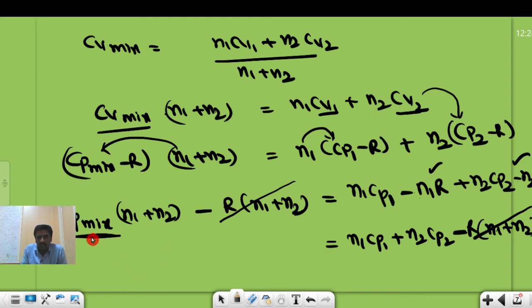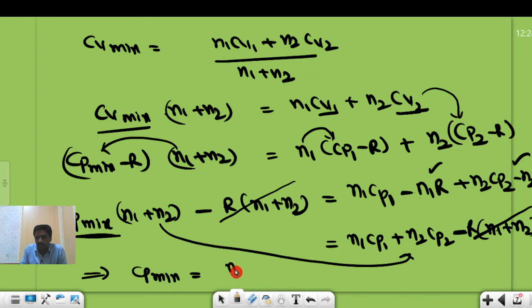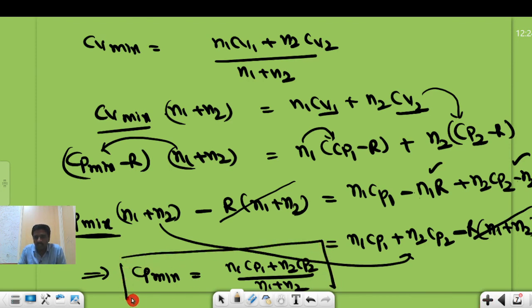Now our goal is to find the Cp mix value. Cp mix is equal to, the multiplication goes to the other side into the denominator, n1 Cp1 plus n2 Cp2 divided by n1 plus n2. This is the formula we are having. Now we have evaluated another relation, the Cp mix value for the mixed gas.